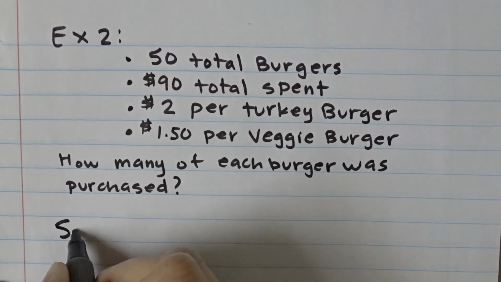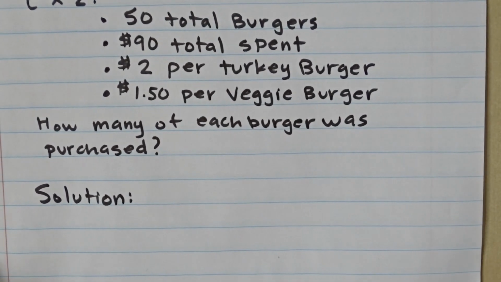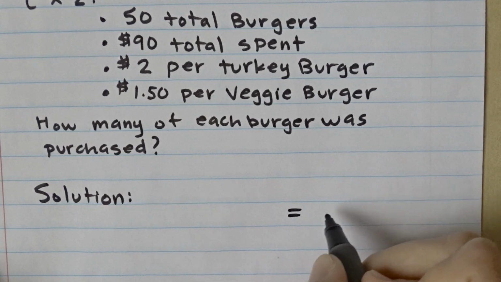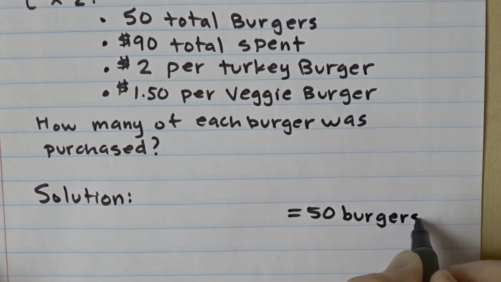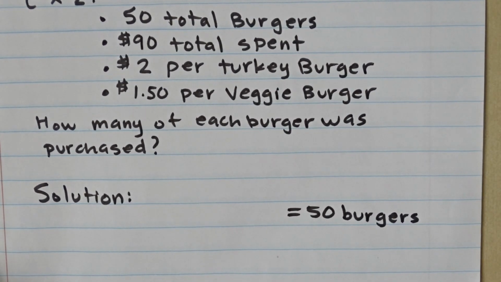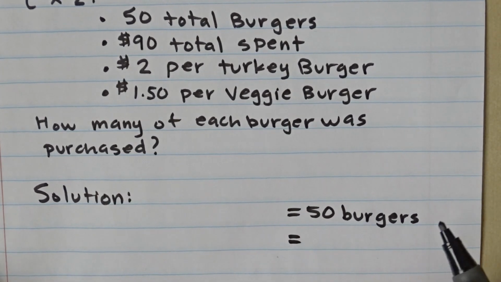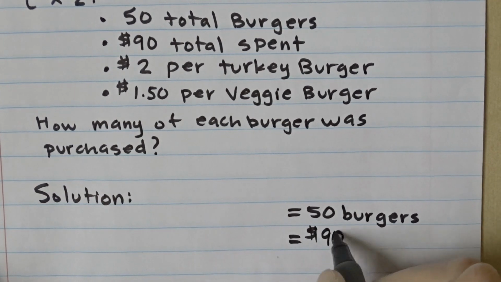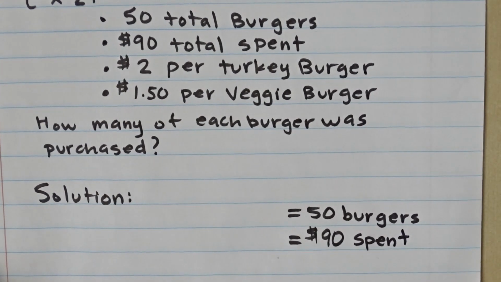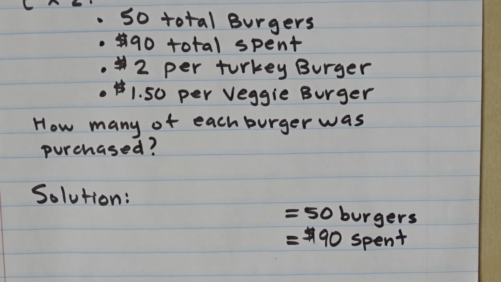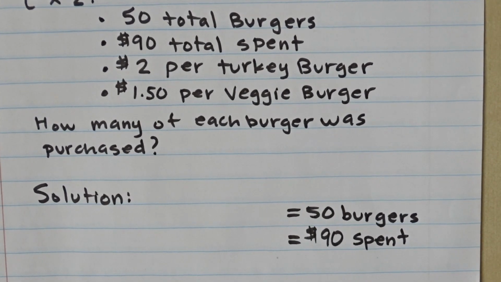So the solution is going to look like this. First equation, it's talking about a total of 50 burgers. Notice I wrote equals 50 burgers because I already know that if this is a total, it's the answer to something. And then the other one that I have a total of is $90 spent. And notice that also goes at the end of an equation because I wrote equals 90. Because I know it's a total, it means something is going to be done in a calculation that's going to give me 90.